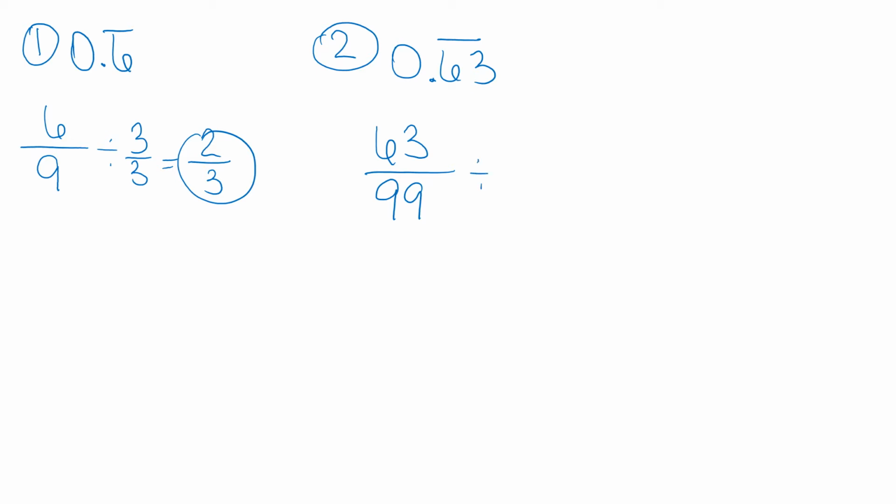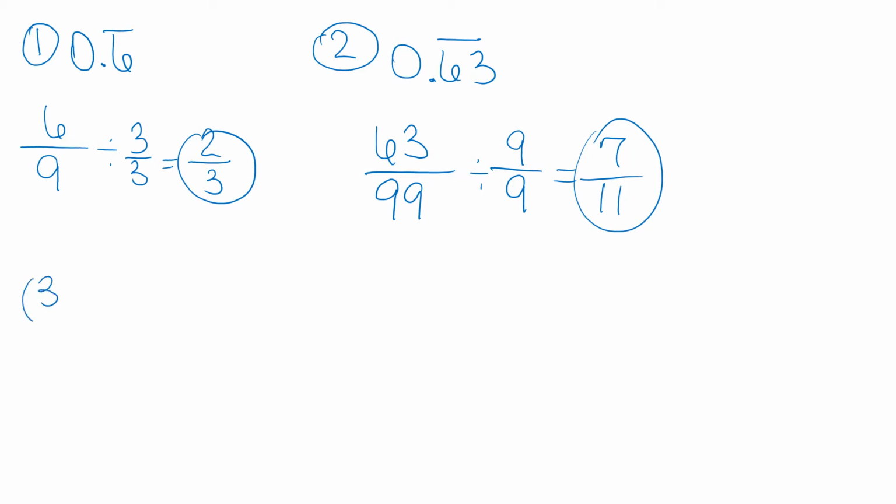This one can be reduced by dividing the top and bottom by 3 or by 9. I'm actually going to divide mine by 9. So we're going to divide the top and bottom by 9. 63 divided by 9 would be 7. 99 divided by 9 would be 11. So that is your decimal, 0.63 repeating converted to the fraction 7 over 11.